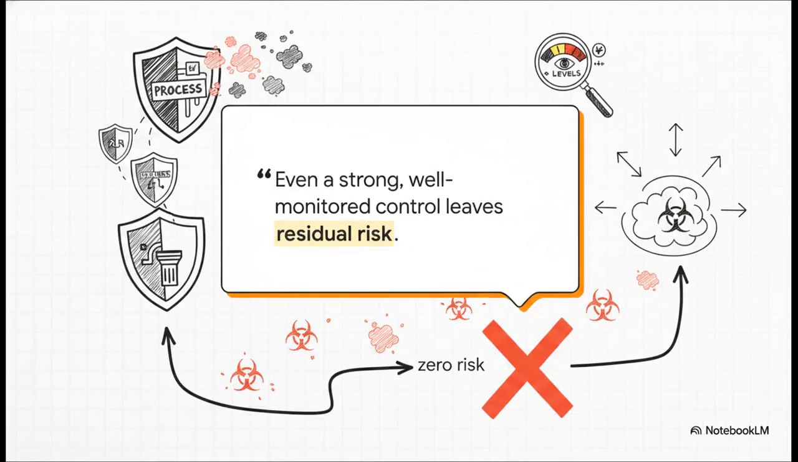We really have to face a harsh truth. There is no such thing as zero risk. A credible strategy doesn't falsely claim contamination has been completely erased. Instead, it acknowledges that controls reduce risk, they don't eliminate it. It accepts that residual risk exists, and it actively manages and monitors it.